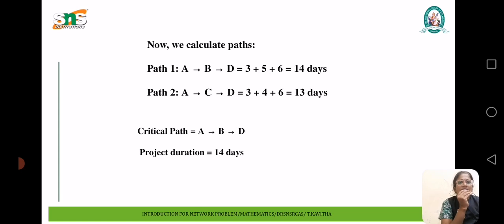This is the path calculations: path 1, path 2, critical path, and project duration.